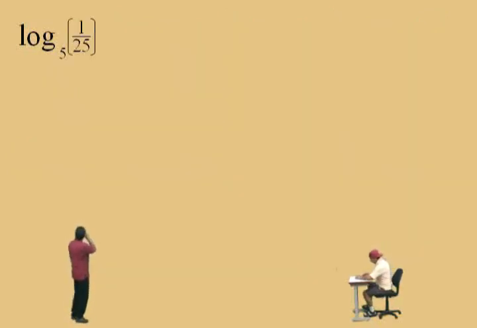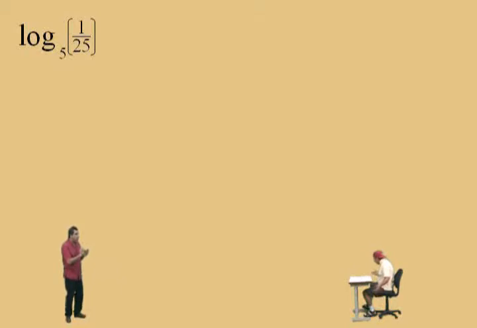Okay, now, log base 5 of 1 over 25. Now, this requires that you have some knowledge of negative exponents, okay? Here we go, Charlie. Now, it's a tough one. What is this logarithm asking you? 5 to what power is 1 over 25? Okay, that's right. Now, think about this, Charlie.